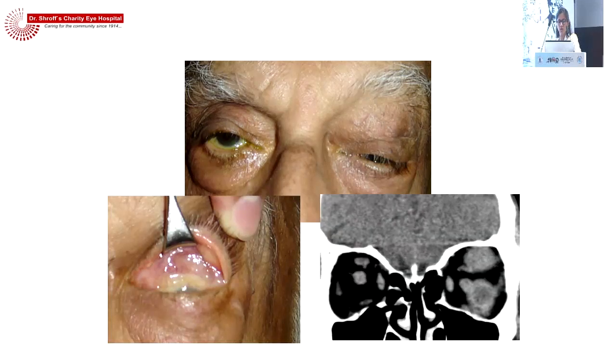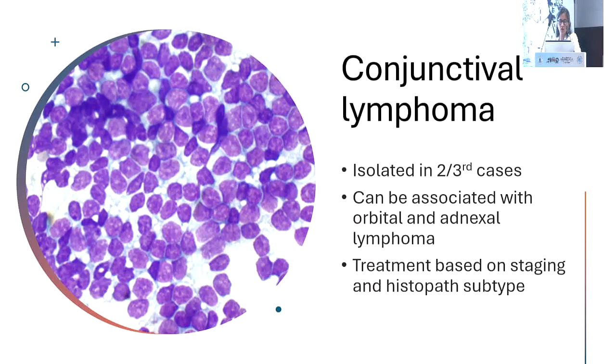We got a CT scan done, and you can see the thickening of the superior rectus LPS complex, meaning that the lesion is actually arising from the superior rectus LPS complex, and that was the reason why he was having the ptosis also. So these are mostly depending on the grade of the lymphoma.